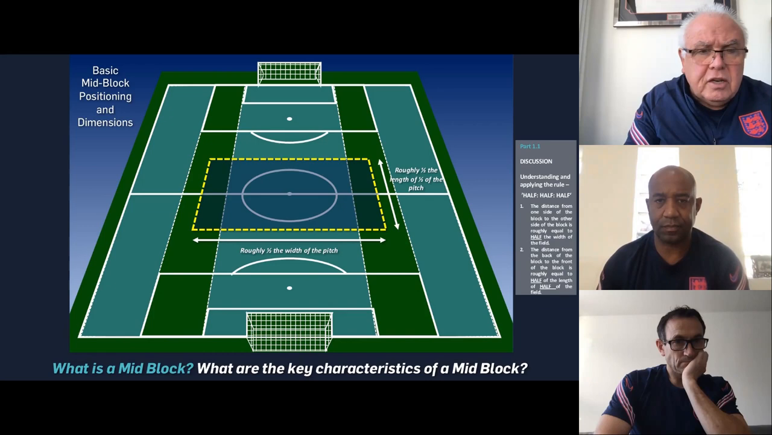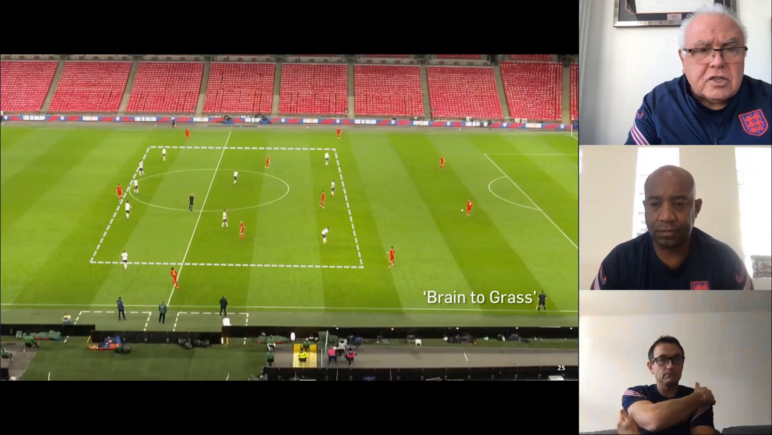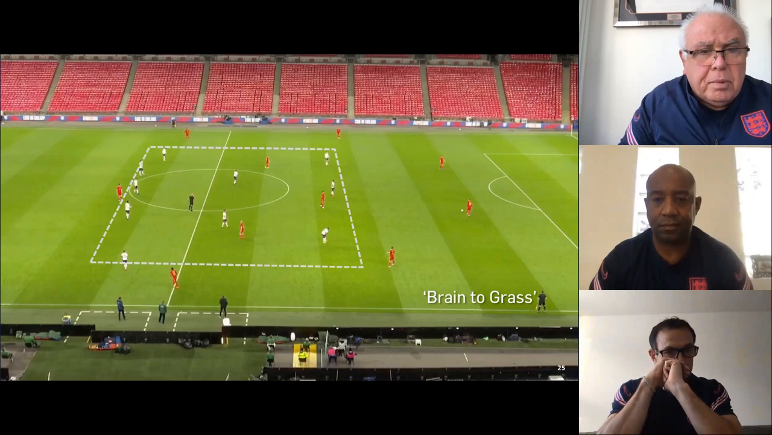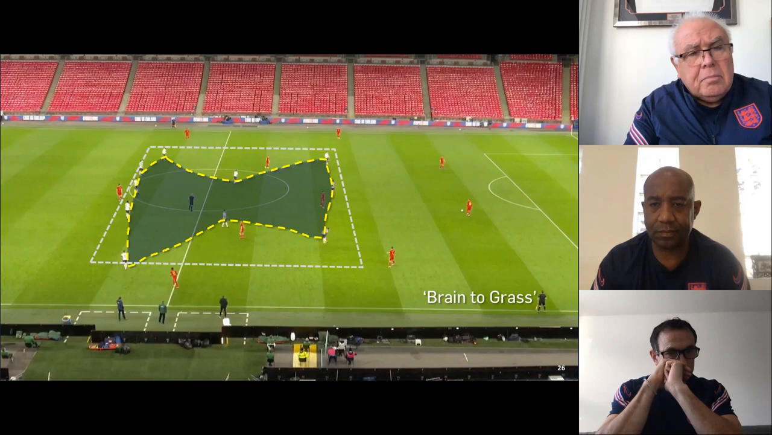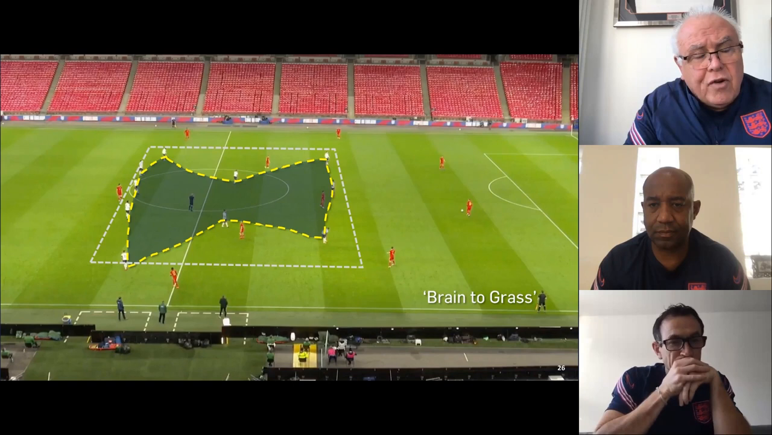Now, if we transfer that to this England example, we can see that would roughly be the dimensions front to back, side to side of the block. And the shape that England have adopted on this particular occasion means that their shape would look something like that. So they're quite narrow in the middle, but they have the benefit of additional width at the back. And also by deploying three front players, where often teams will only have one central striker, they've got that added ability to drive the ball wide quite early on.